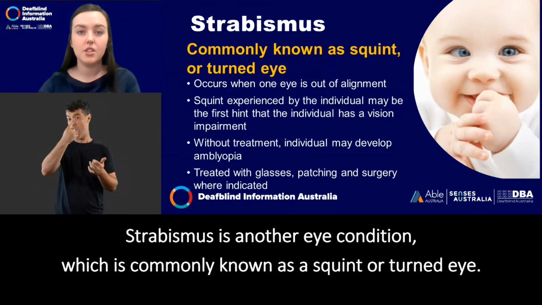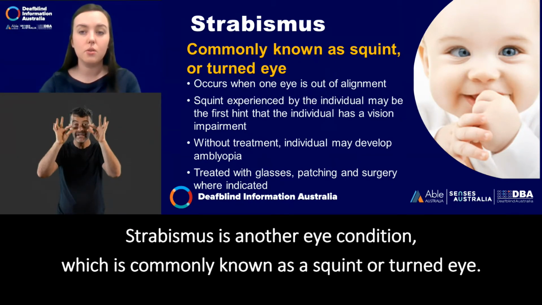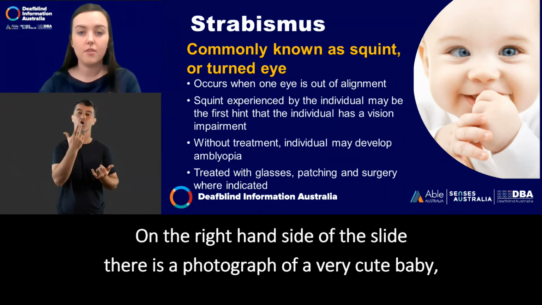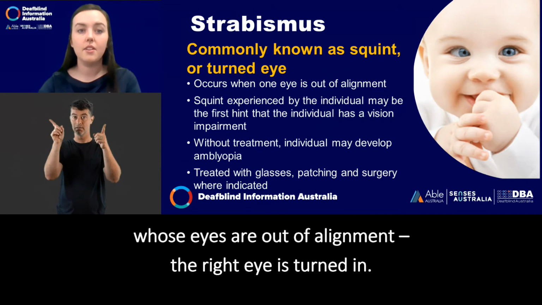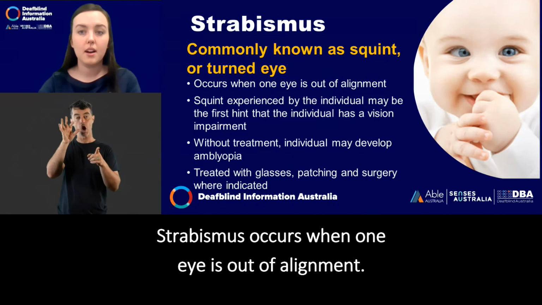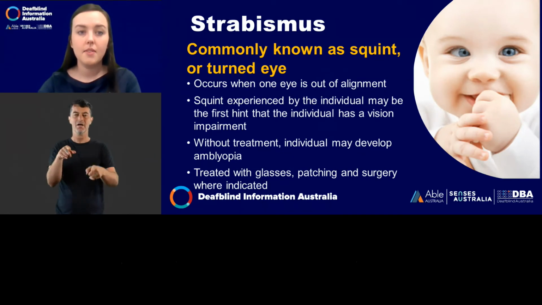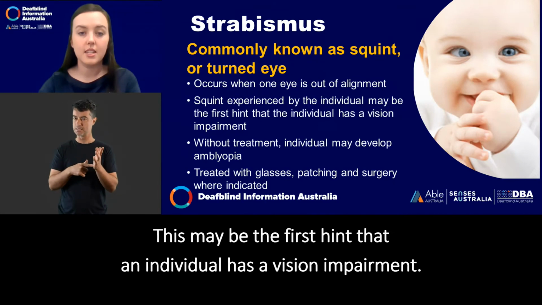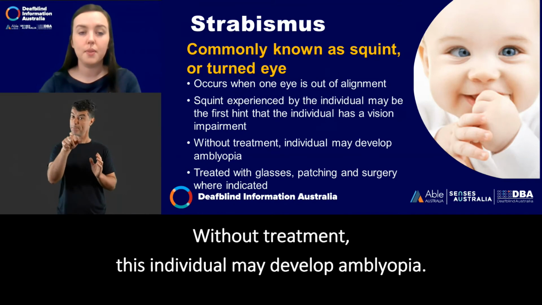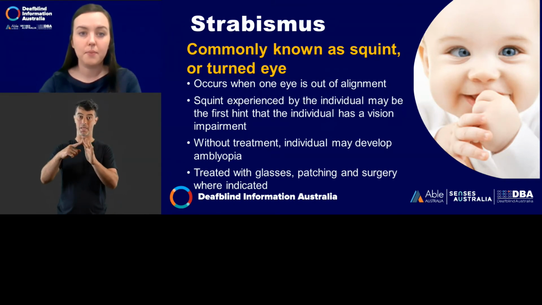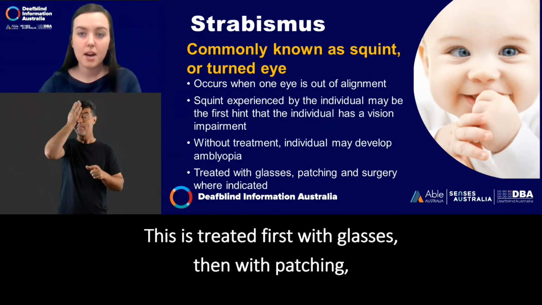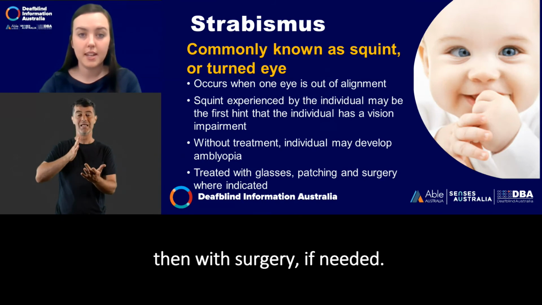Strabismus is another eye condition which is commonly known as a squint or turned eye. On the right-hand side of the slide, there is a photograph of a very cute baby whose eyes are out of alignment. The right eye is turned in. Strabismus occurs when one eye is out of alignment. This may be the first hint that an individual has a vision impairment. Without treatment, this individual may develop amblyopia. This is treated first with glasses, then with patching, then with surgery, if needed.